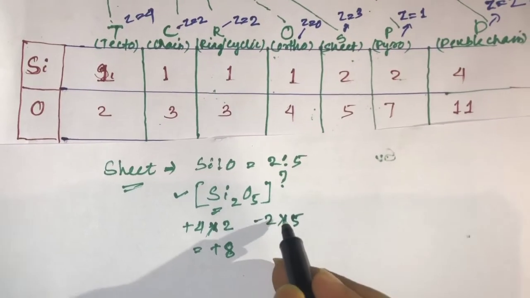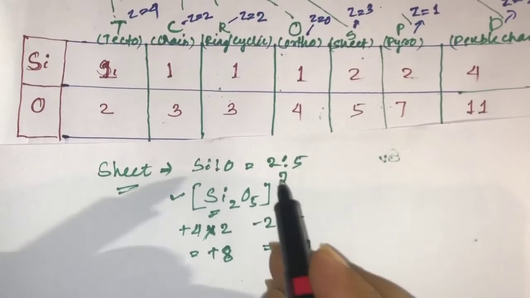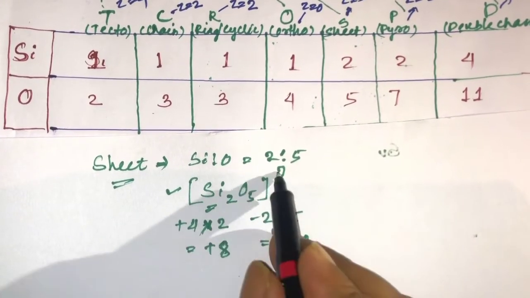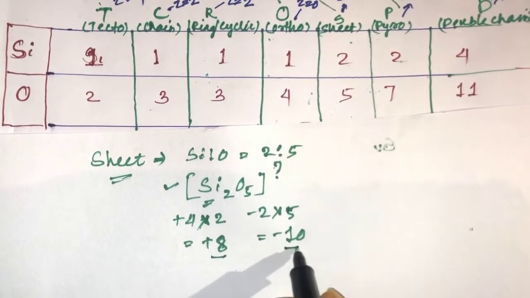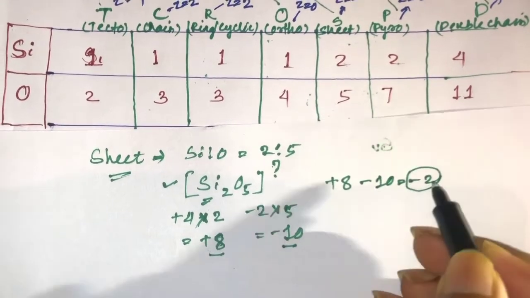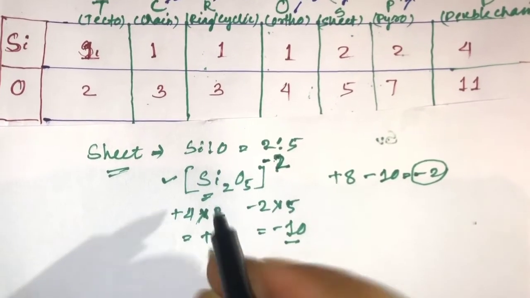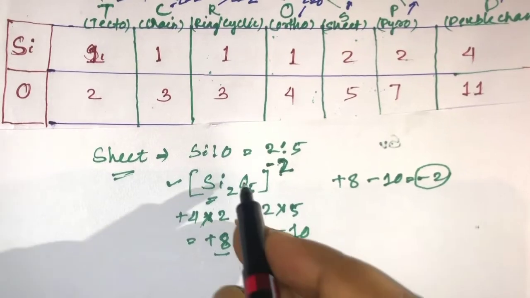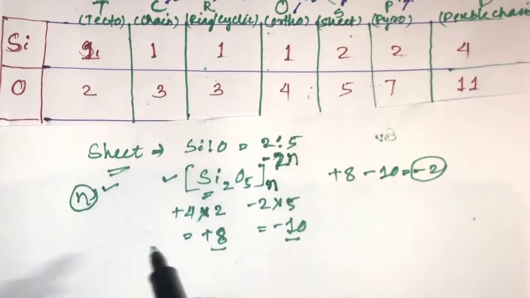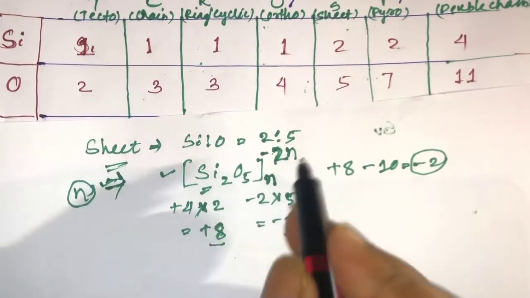Okay, so -2 in 5, this will be -10. To calculate the charge on silicate, you know the silicate unit is whole neutral, so you just have to add this particular charge. This will be +8 -10, you will get -2, and the charge on sheet silicate will be -2. This is for one repeating unit. Suppose you have n repeating units, put n here and n below, you will get the general formula for sheet silicate for n repeating units.